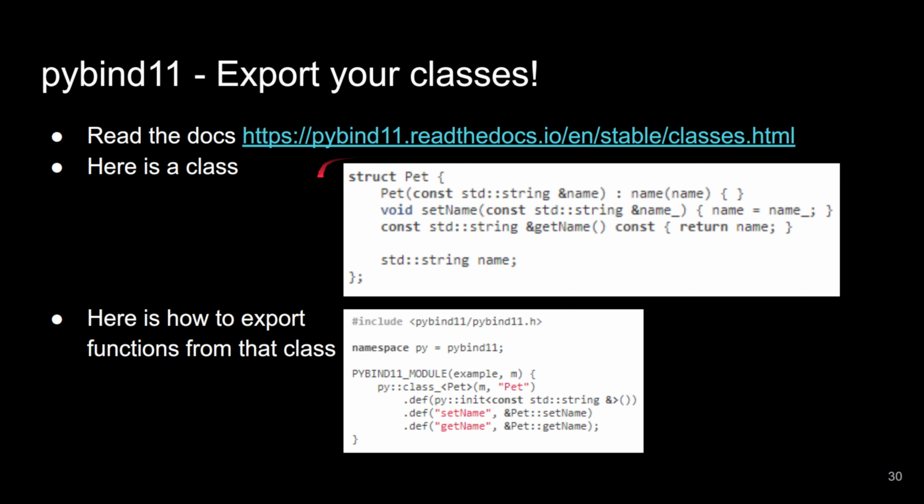So someone's written their own structure, and this example from the documentation is just a pet. They've written some member functions, like setting the name or getting the name, maybe some member variables, and then they wrap them with PyBind11. We have this class here: what the class is, pet, what module it's part of, what we're going to name it, and then the different member functions that we want to expose in our library. So in a way, this is sort of exporting these particular functions out as a library.